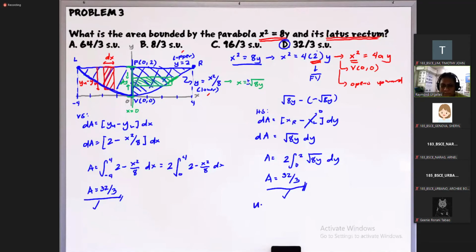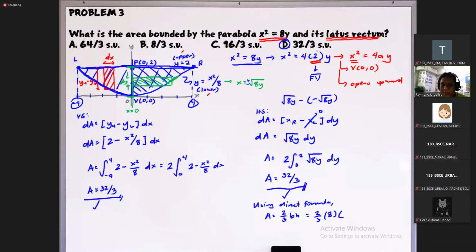So again, if we know that direct formula, using the direct formula natin, we know the area to be equal to 2/3 base times height. Ano yung base ng parabola natin dito? Ito yung base natin, yung length ng latus rectum. That will be from 4 to -4. 4 minus -4 is 8. Therefore, that's 8 units.